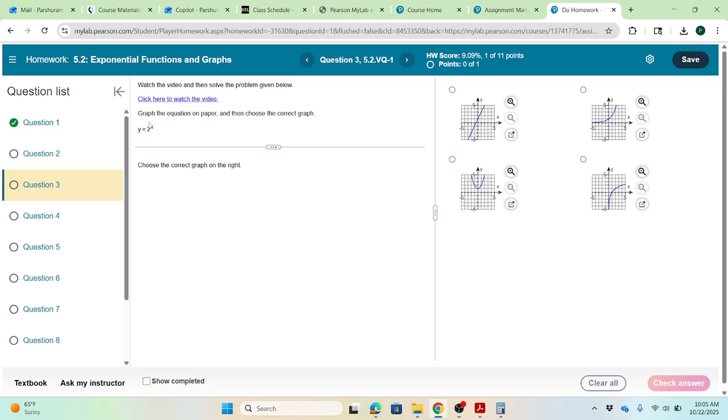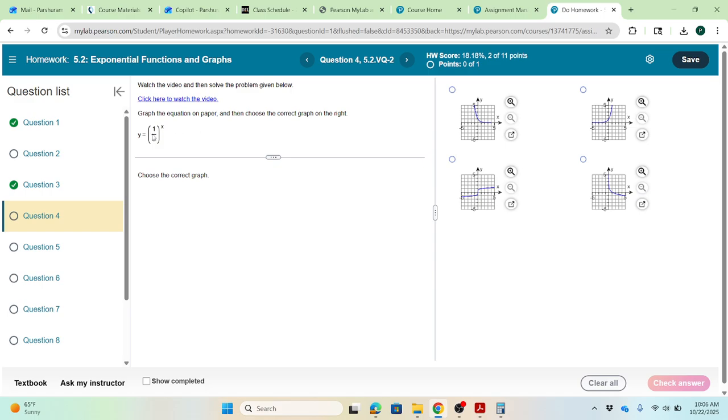Graph of 2 to the power x. This is an exponential function, and only one of the graphs is going up, so it's easy. This is also an exponential function, but the base is less than 1, so it's supposed to go down. There are two graphs going down, a and c. You need to find out which one is right. For this one, a is right because the graph has to be above the x-axis. Here the graph is coming down.